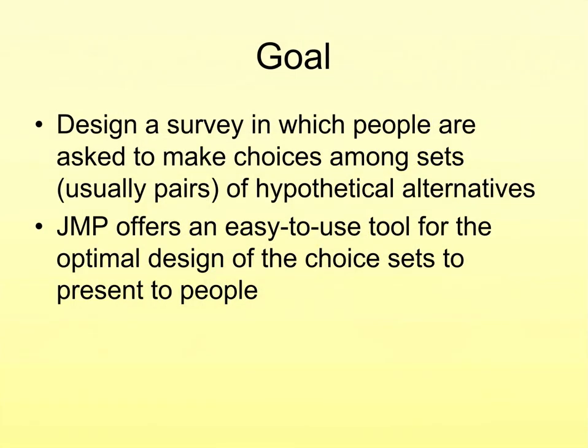The goal of a conjoint study is pretty straightforward. The objective is to design a survey instrument in which we're going to be asking people to make a series of choices among sets, often pairs, of hypothetical alternatives. For example, pairs of new brands which might be appearing on the marketplace that vary in different attributes, or potential new services. Turns out that JMP offers an easy-to-use tool for the optimal design of the choice sets, or what are going to be the pairs or triples of options that you're going to be presenting to people and having them evaluate.